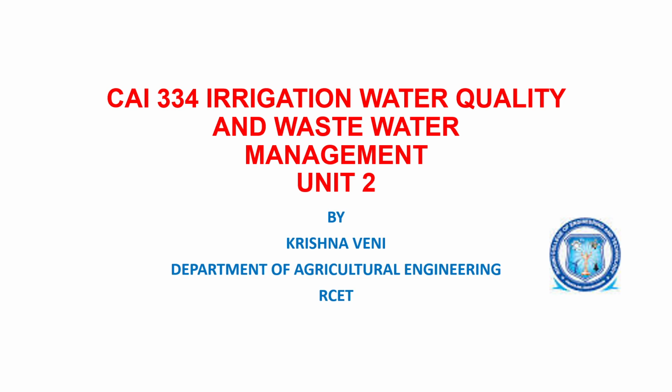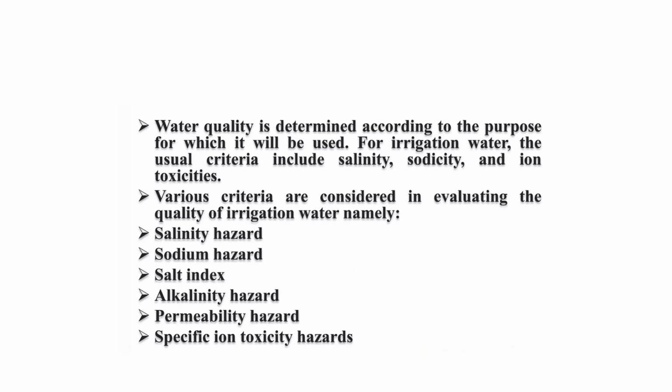This part is about determining water quality for irrigation. So what qualities are essential? Water quality will be determined according to the purpose for which it is being used. Irrigation water quality mainly concerns salinity, sodicity, and, as you know very well, iron toxicity.